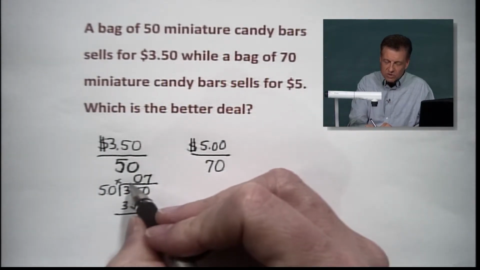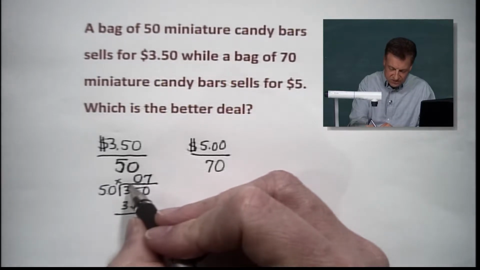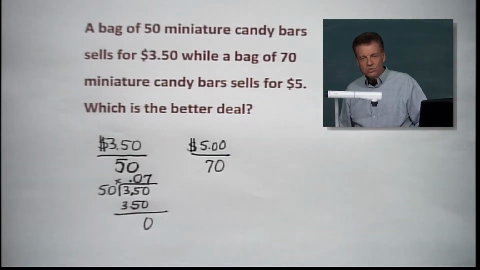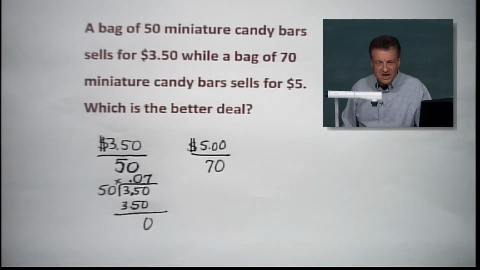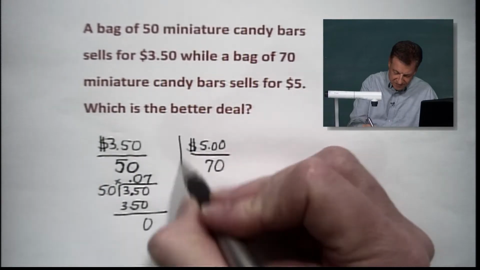So the decimal will go straight up. So this looks like 7/100ths. That's also known as, in money, 7 cents. So that's 7 cents a candy bar. So there's our first side of things.